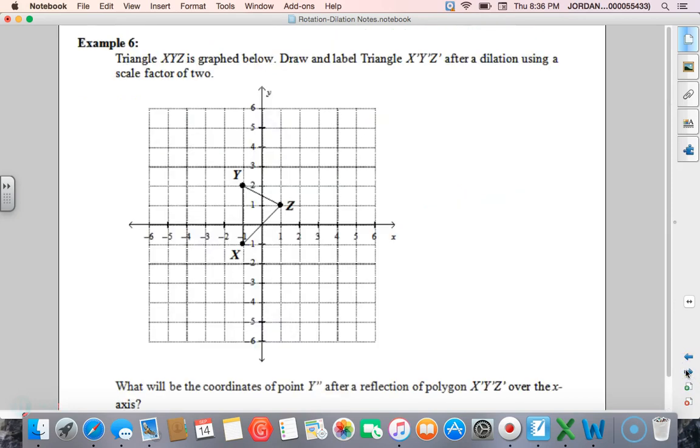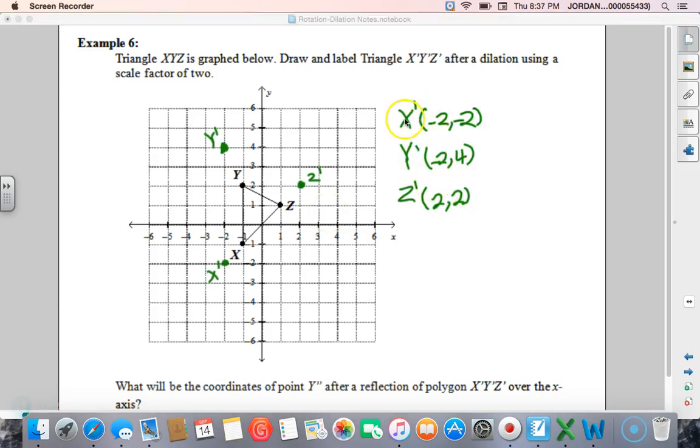All right, so I'm going to pause it and see if you guys can at least do the first part. Just do the dilation using a scale factor of 2. I made this with a dilation of scale factor of 2. So we can see right here our new coordinates X prime, Y prime, Z prime. What you had to do was take all of the points and multiply their coordinates by the scale factor, which was 2.